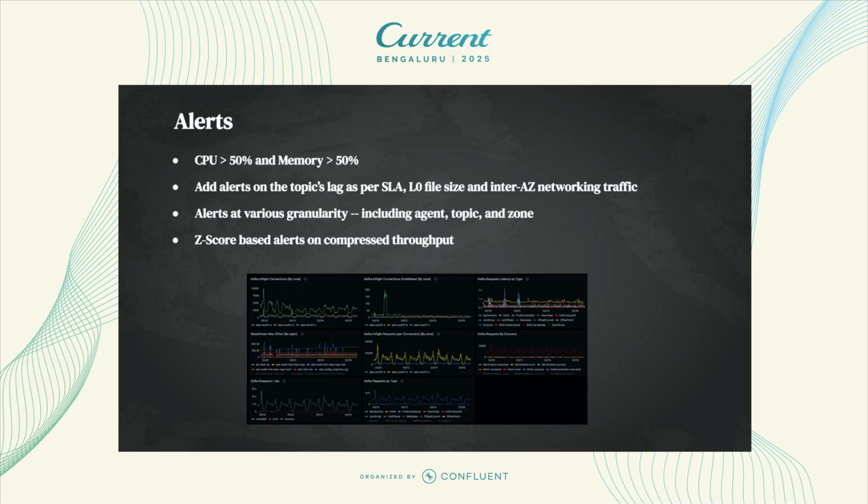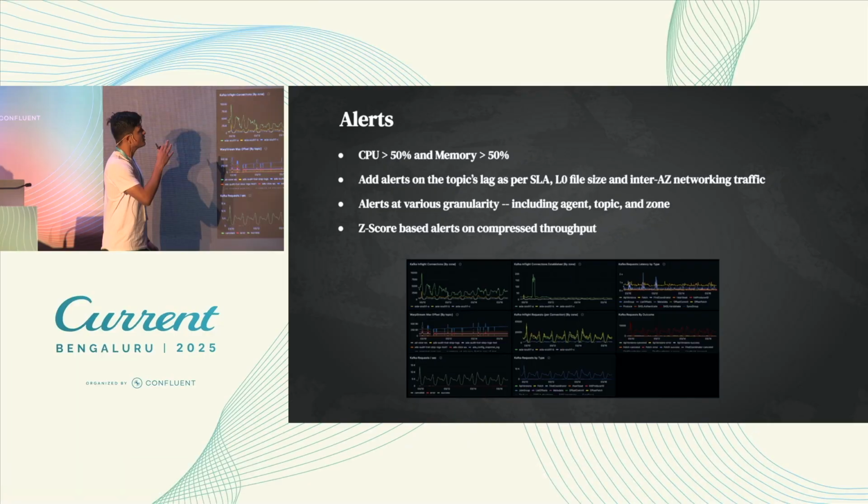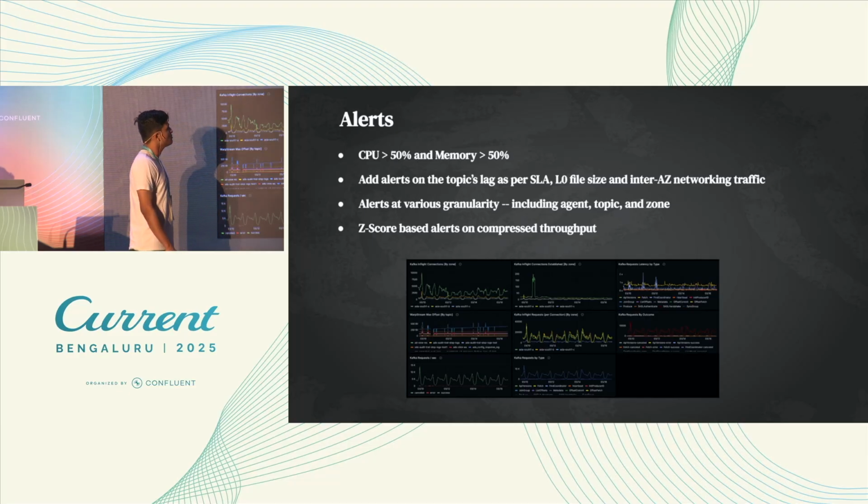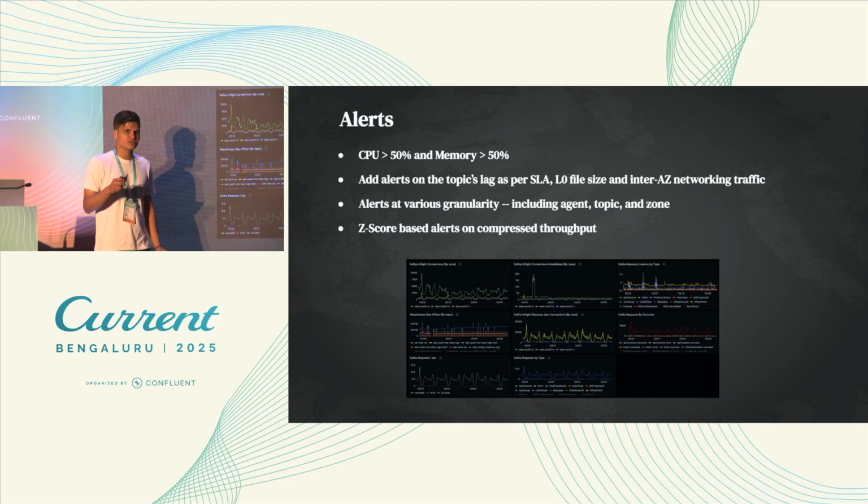So about the alerts, we added a lot of alerts like CPU and memory, of course, and then you have alerts on topic lag because you need to ingest from that topic. So you'll see if the lag is not too much and your Spark is working fine, then you have the L0 file size for tweaking your batch timeout and all. And then you have your inter-AZ networking traffic. That will help us to know whether your agents are actually zone aware or not, and how much cost you're bearing, because this will cost you a ton if you don't make them zone aware.